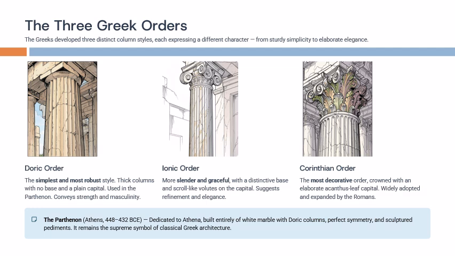Next, the Ionic order is more slender and graceful, with a distinctive base and scroll-like qualities on the capital, which suggest refinement and elegance. Then the next one is the most decorative order, crowned with elaborate leaf capitals, and it was widely adopted and expanded by the Romans.